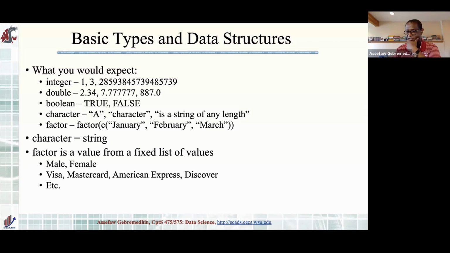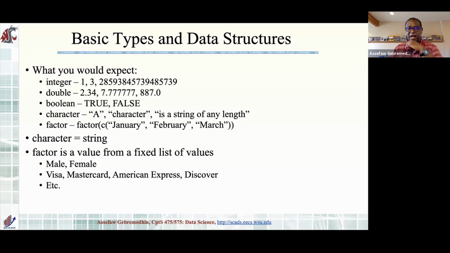In statistics, you probably have heard the word categorical variables. These are variables that would take one of many, but a fixed number of values. Days in a week, months in a year, that type of thing. And that is called a factor. That is one of the data structures, but I included it in data types here.